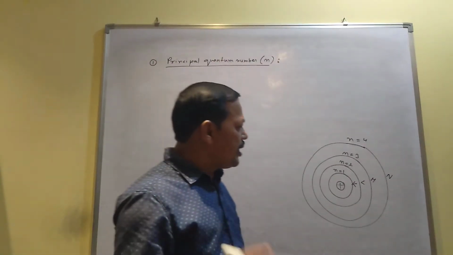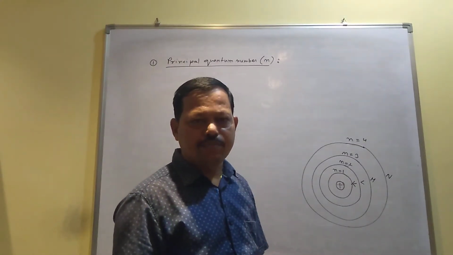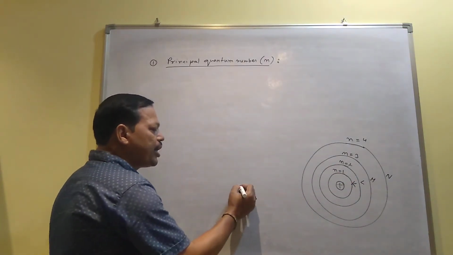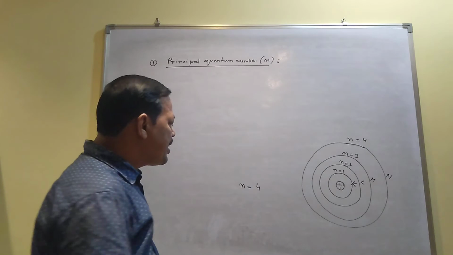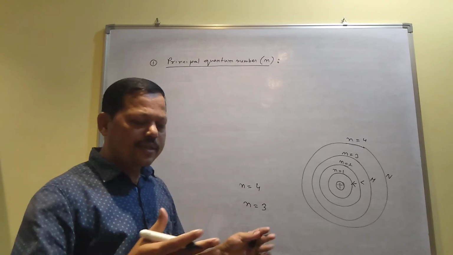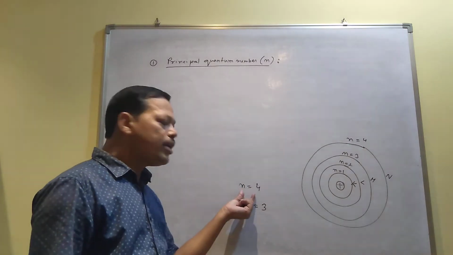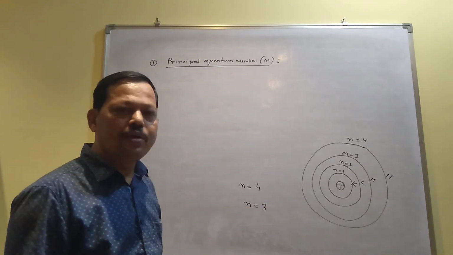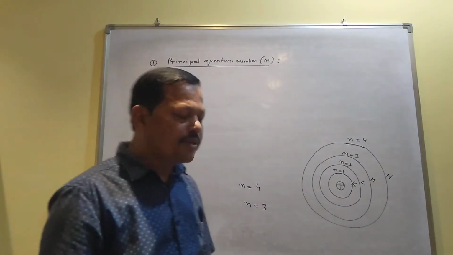The information, I will tell you, is that it gives the information about the size of the atom. How does it give the information about the size? Suppose there is an atom which contains up to n equal to 4 state. That means it contains 4 shells. And there is an atom which contains up to n equal to 3 state. I mean, it has 3 shells. As the shell number keeps increasing, the size of the atom also keeps increasing. So if you know the value of n for an atom, then you will get an idea about the size of the atom. So this quantum number also gives the information about the size of the atom.